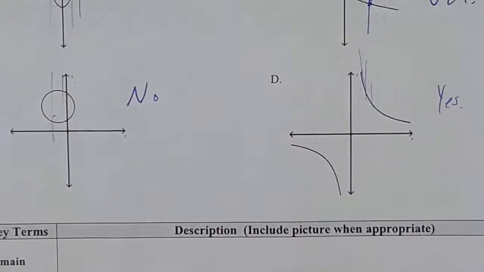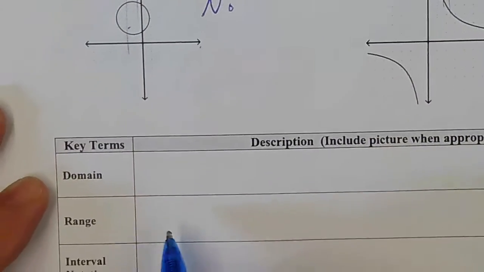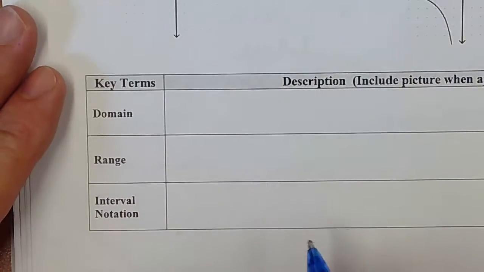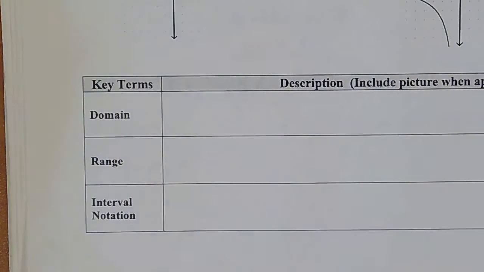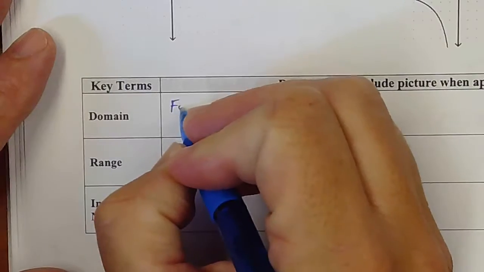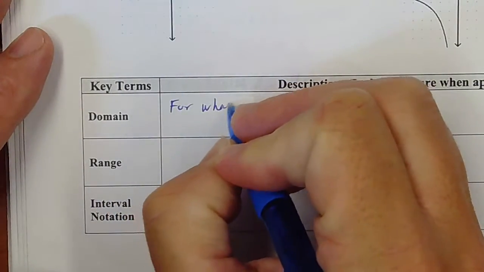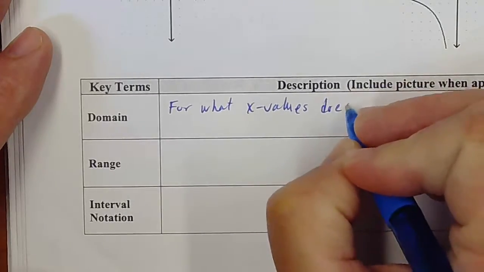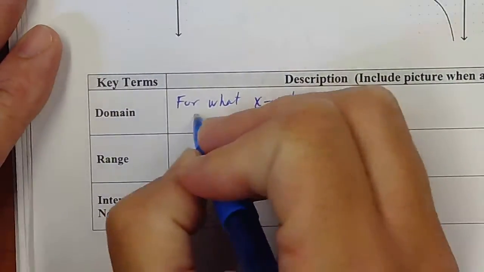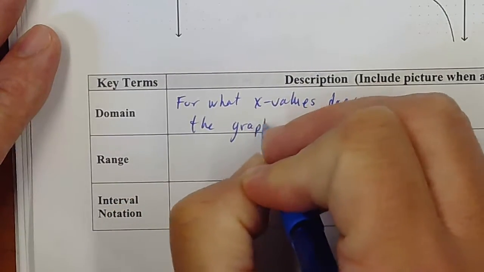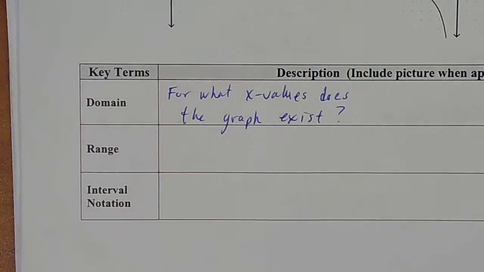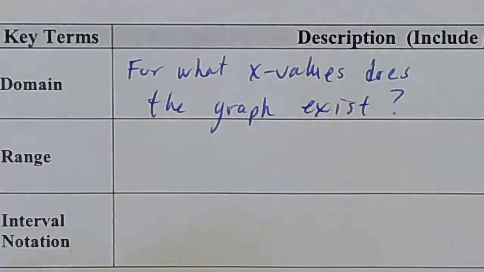Okay, now I know we've defined domain before, but let's write a new way to interpret this when looking at graphs. So here's really the question you want to ask yourself for domain. Okay, so here's what I want you to write down. For what x values does the graph exist? Okay, that's the question you want to pose to yourself. For what x values does the graph exist?